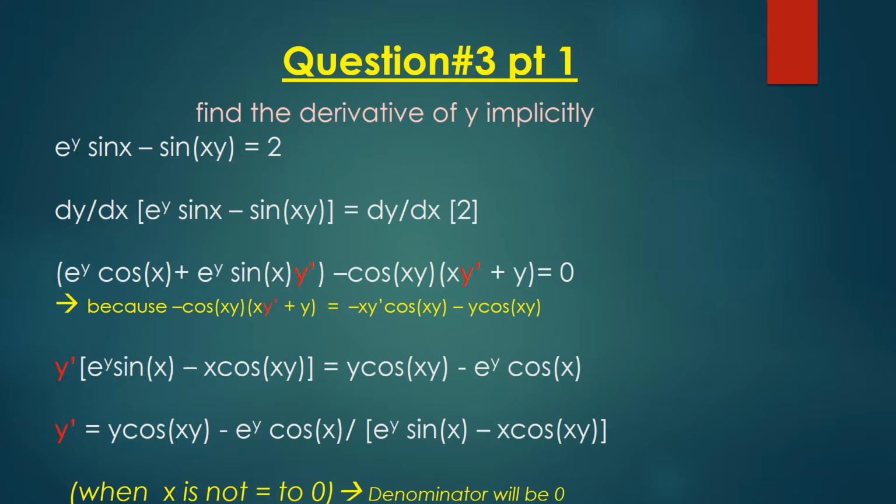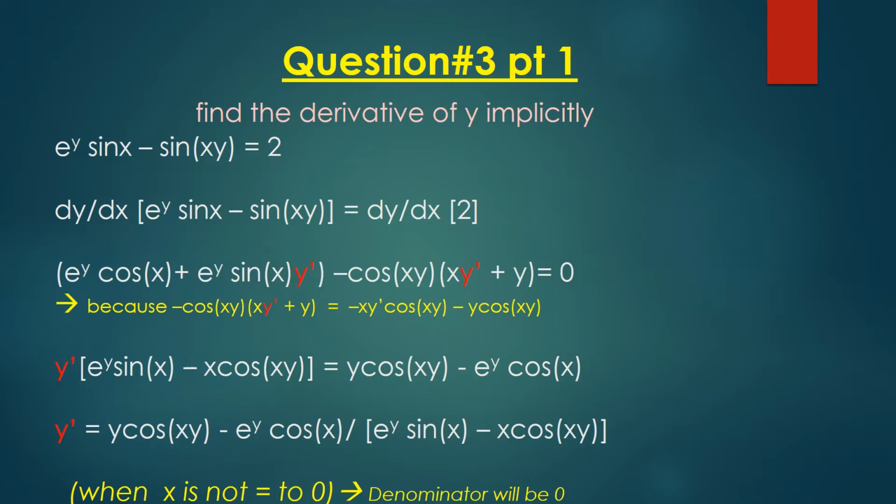And it might be a bit of a mouthful right now, but later you learn that negative cosine xy times xy prime plus y is equal to negative xy prime cosine xy minus y cosine xy because of the product rule. So afterwards, you can see that you have two terms that contain y prime, and you want to separate those two terms and bring them over with the y prime to one side and bring the other terms to the other side.